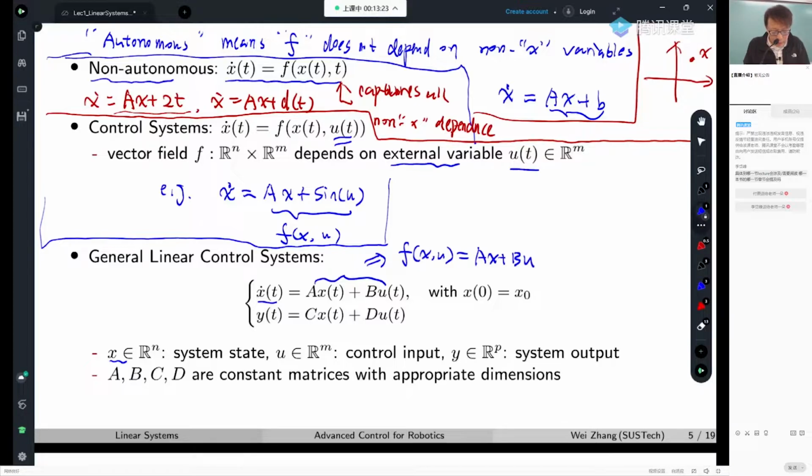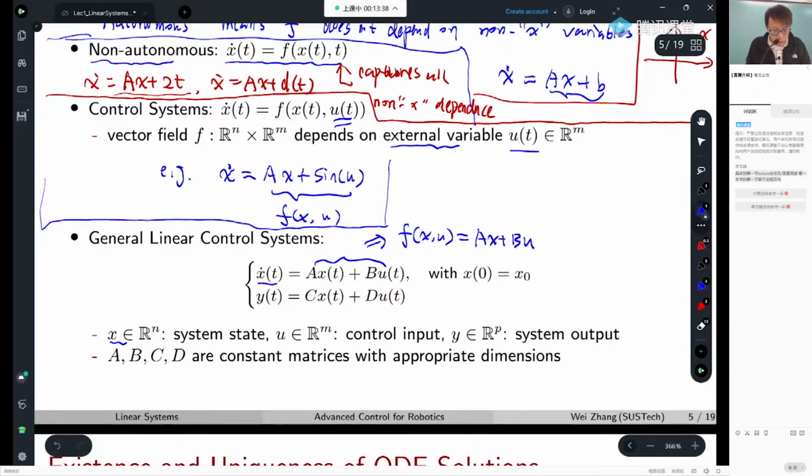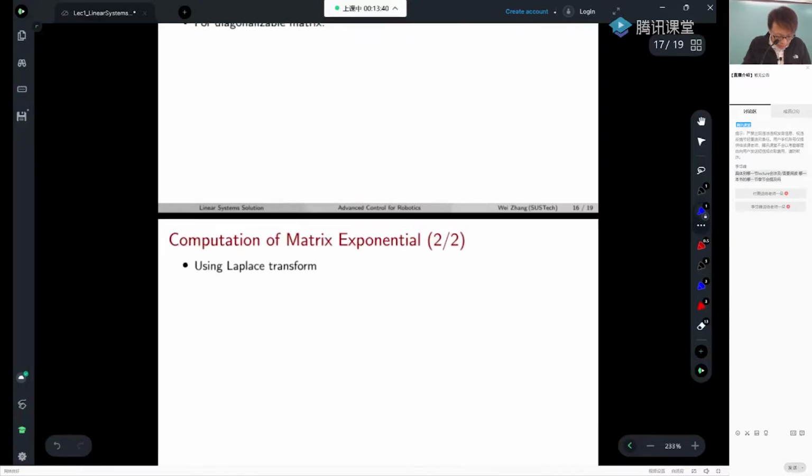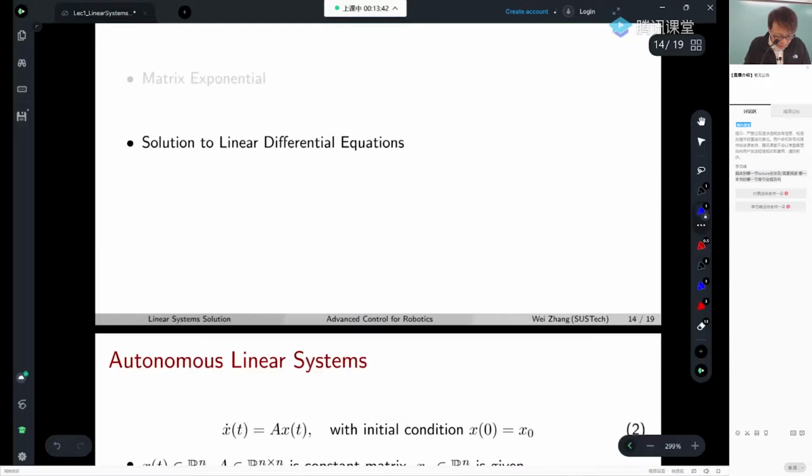That's my vector field. It's linear with respect to x, and it's linear with respect to u when the other argument is fixed. So that's a linear system: the control influences the vector field linearly, and the state determines the vector field also linearly.